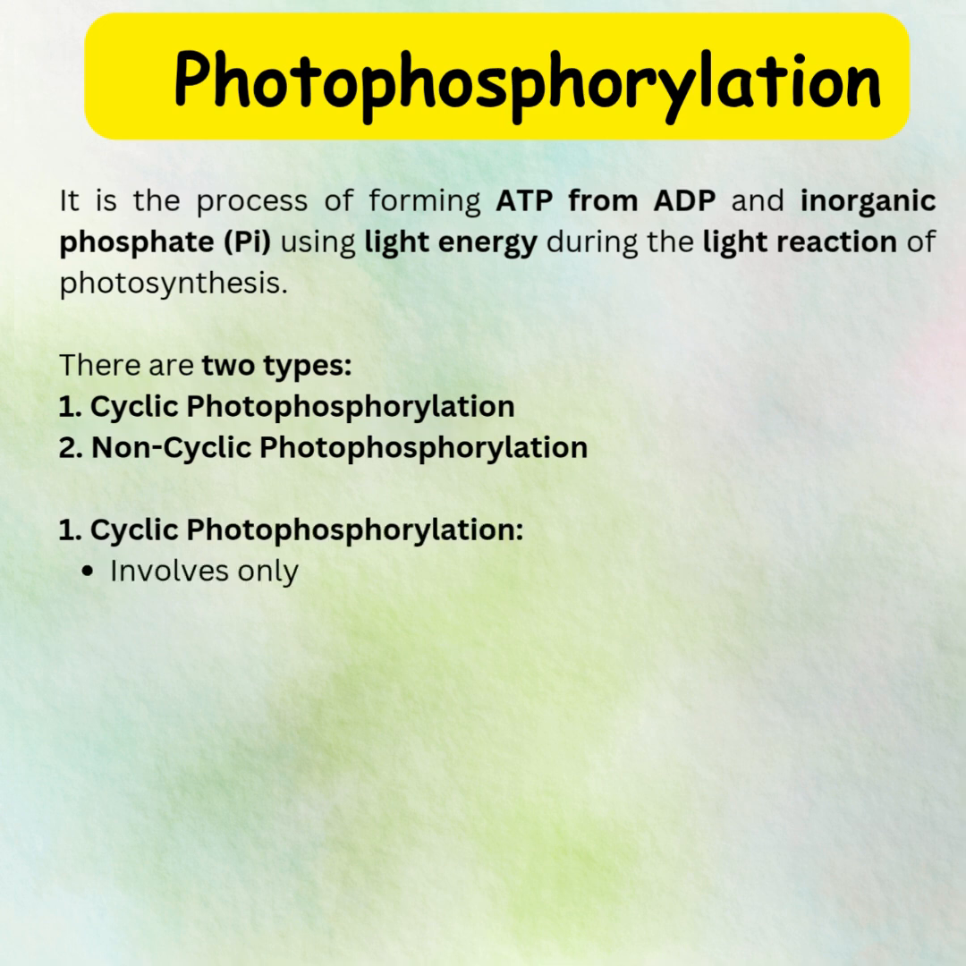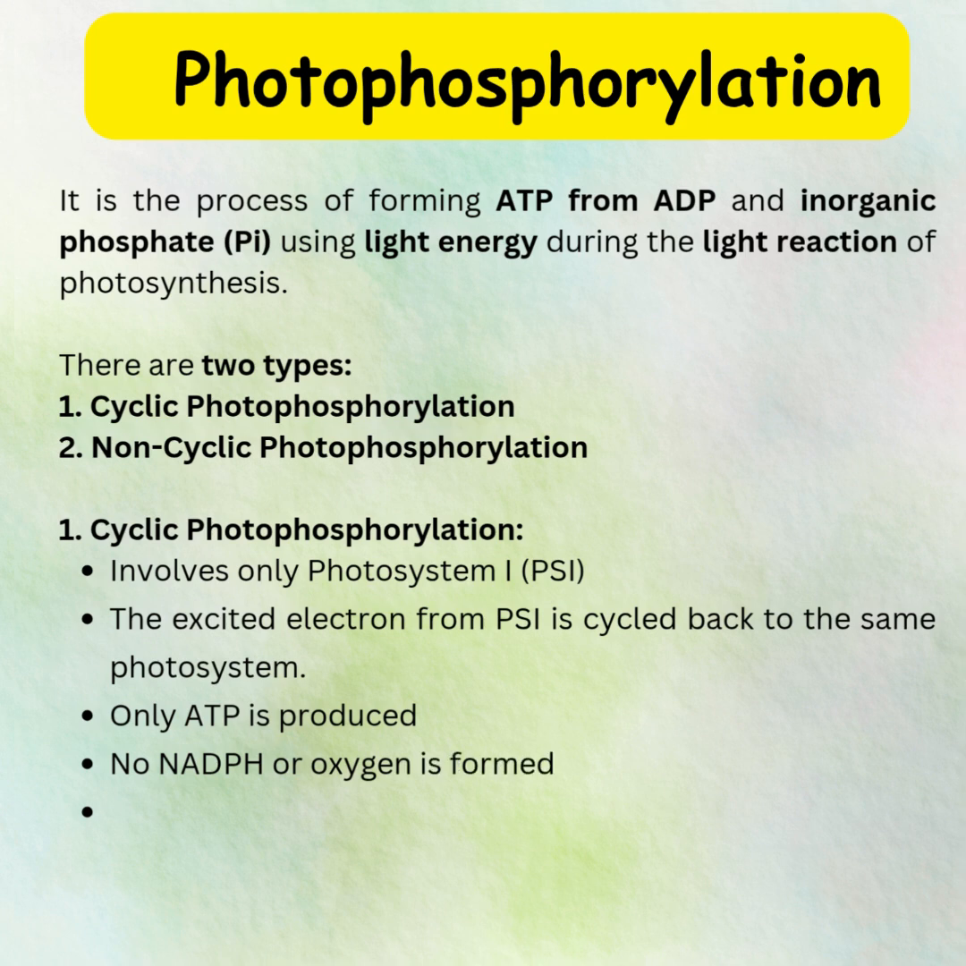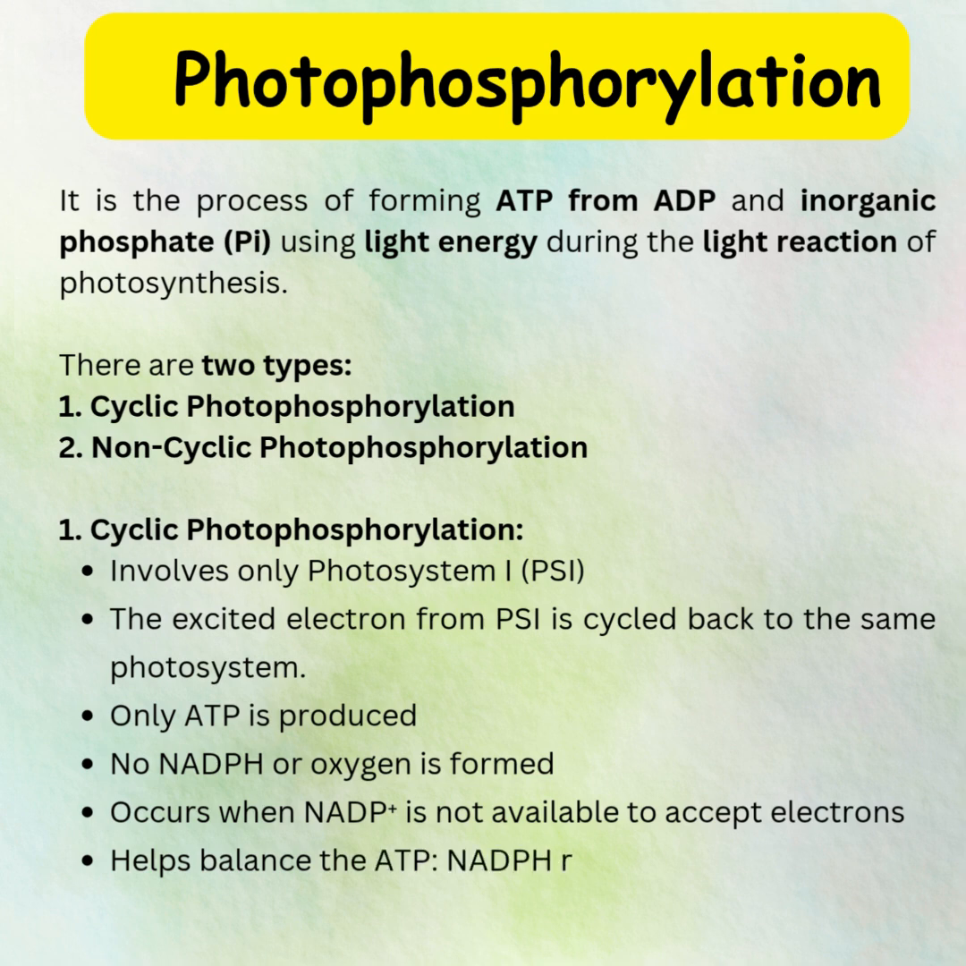It involves only photosystem 1. The excited electron from PS1 is cycled back to the same photosystem. Only ATP is produced; no NADPH or oxygen is formed. It occurs when NADP+ is not available to accept electrons. It helps balance the ATP/NADPH ratio seen in bacteria and plants under certain conditions.